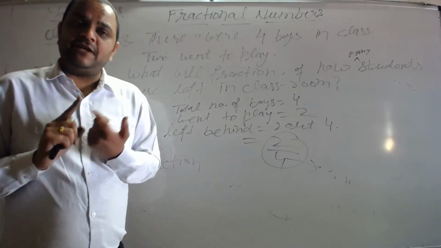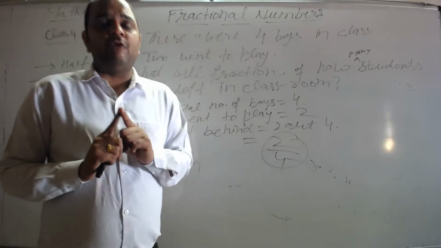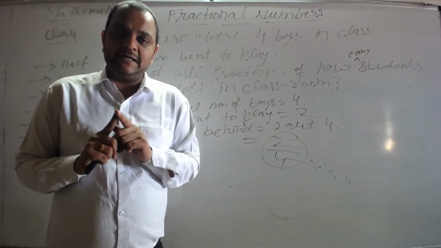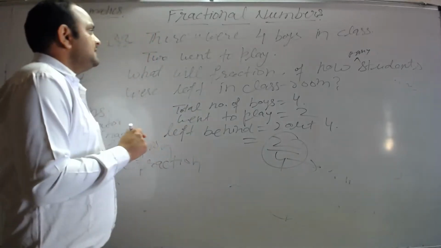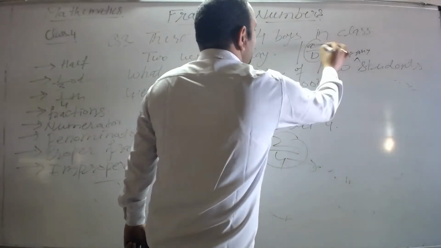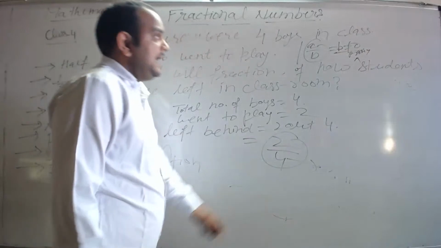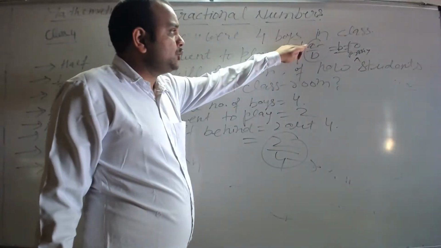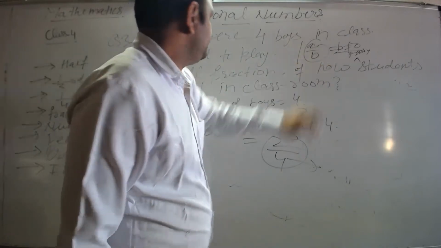And what will be the definition of fractions? When we represent a number in the form of numerator divided by denominator, we can say we represent the fraction in the form of a by b, where b is not equal to 0, and here a is the numerator, the top number, and the bottom number b will be the denominator.